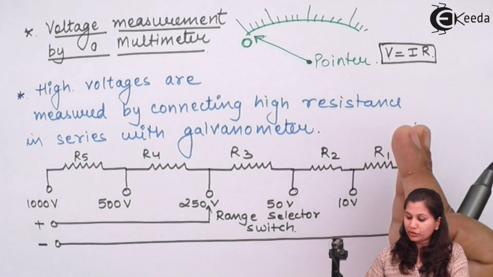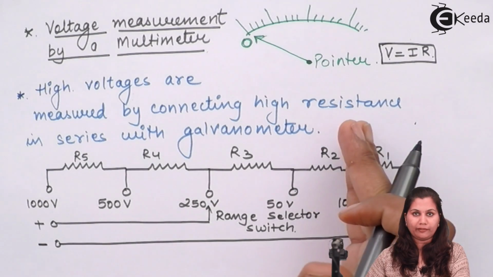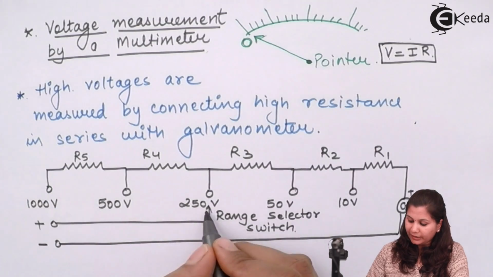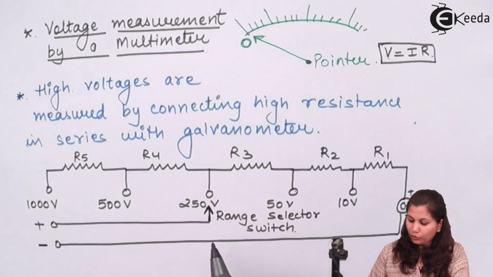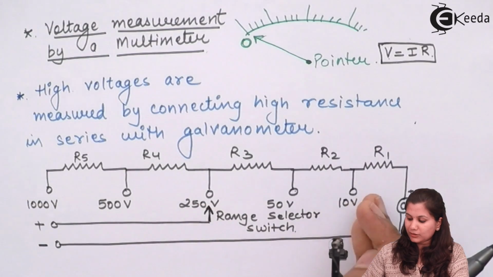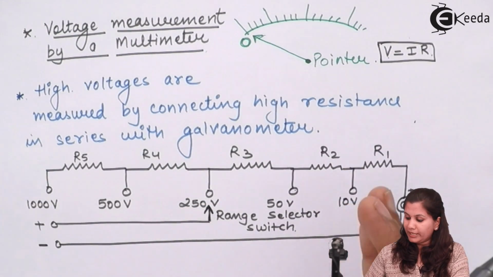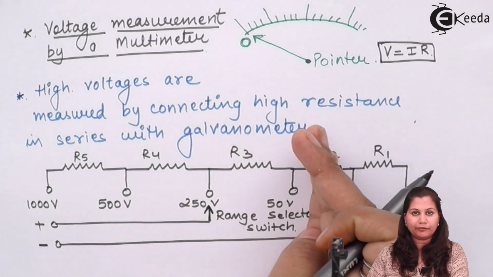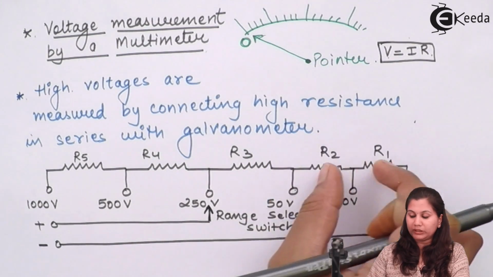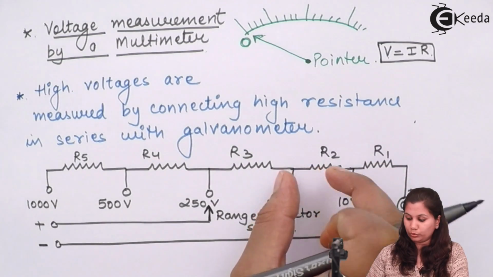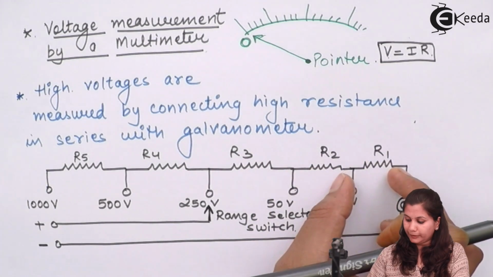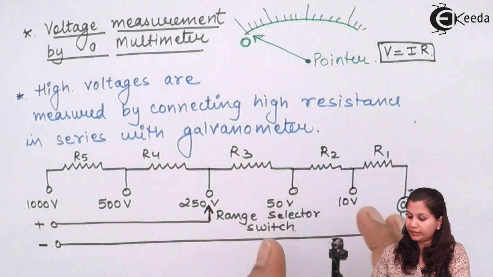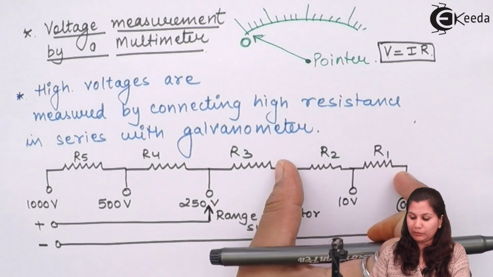Suppose we want to measure the voltage in the range from 0 to 10 volts, then only resistance R1 is selected. This is the range selector switch. So when low voltages are to be measured, this switch is at this position. If we want to measure voltages higher than 10 volts and less than 50 volts, then we will include both resistances R1 and R2, in series with each other. If we want to measure higher than this, less than 250, then all three resistances will be connected.